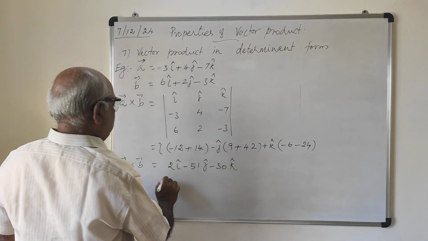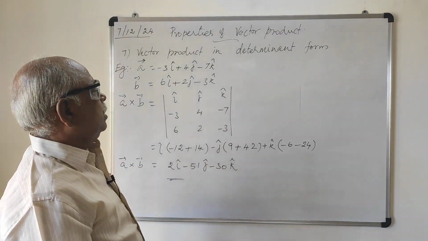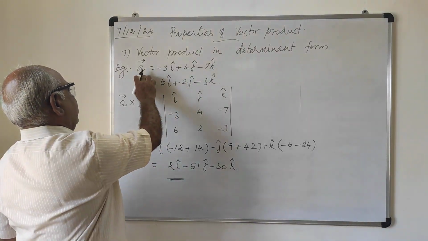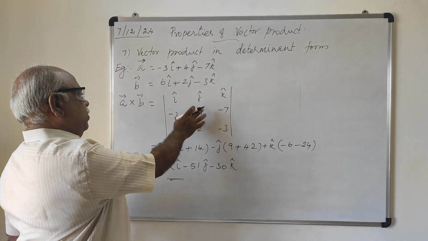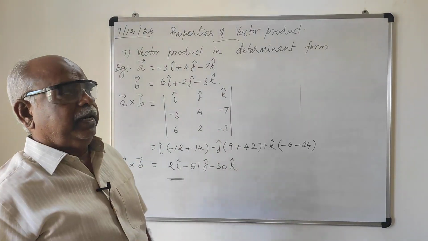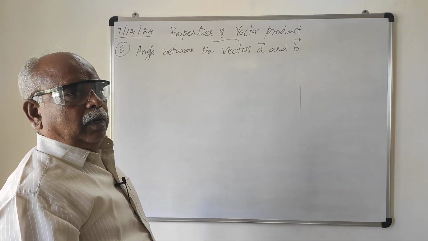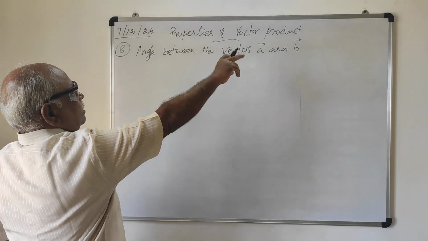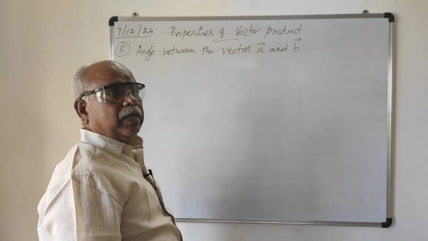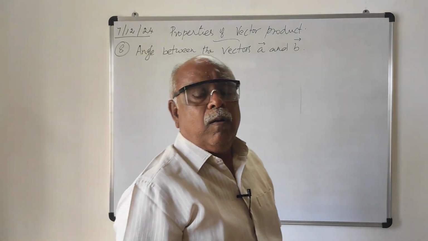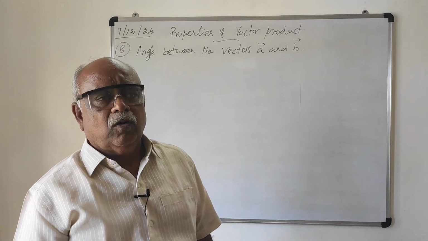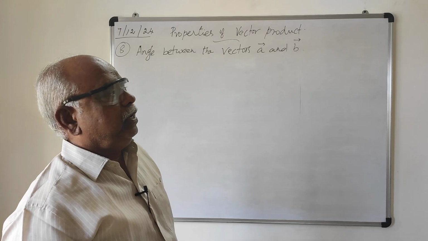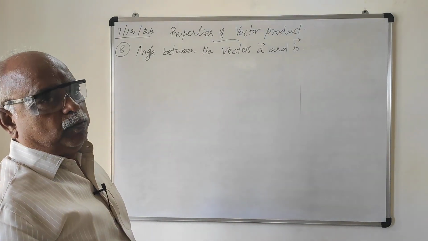Okay, that's all about the cross product of two vectors given A vector and B vector. A cross B is just a determinant form, and you will expand the determinant, you will get the vector A cross B. Next result, angle between the vectors A and B. We have to find out the angle between the vectors A and B. By using dot product, we have determined the angle between vectors in our previous topic, that is cos theta equal to A dot B by mod A into mod B.